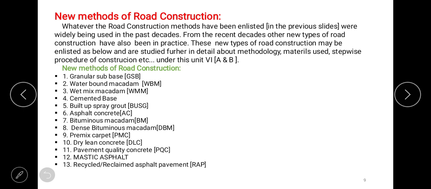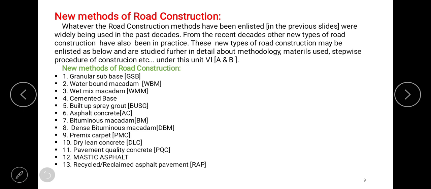New methods of road construction. What are the various methods of road construction? Earlier we have already enlisted so many types. For example, earth road, gravel road, bituminous road, waterbound macadam road, and cement concrete road. Apart from those methods they were using in the previous decades, in the recent decades, say 1.5 to 2 decades, other new types of road construction have also been in practice.